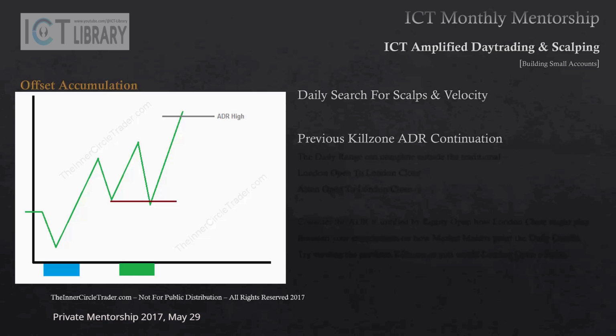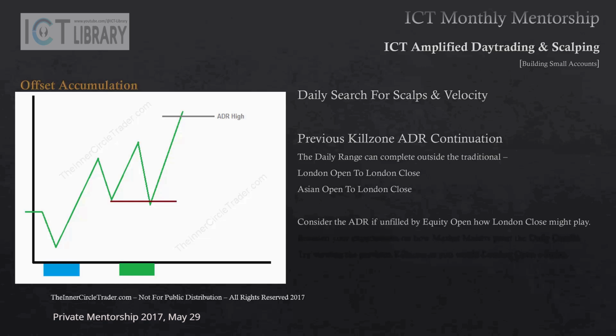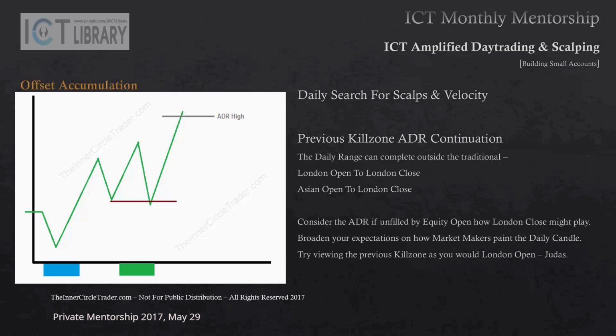But it doesn't always have to occur that way, because the daily range can complete outside the traditional London Open to London Close, or Asian Open to London Close. I want you to consider if the ADR is unfulfilled by the stock market open at 9:30 in the morning New York time, how would London Close play out? What influence would London Close have? And I want you to broaden your expectations on how market makers paint the daily candle. I want you to try viewing the previous kill zone as you would the London Open Judas.